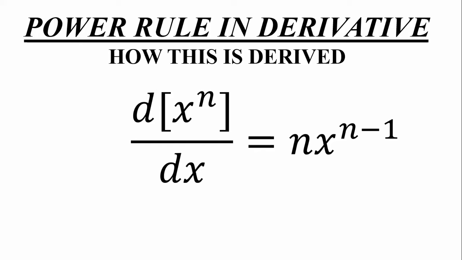So now, for us to prove this, let's go to the next page. Now, let's assume that y is equal to the function of x, which is equal to x to the power n. So that means y is equal to x to the power n.